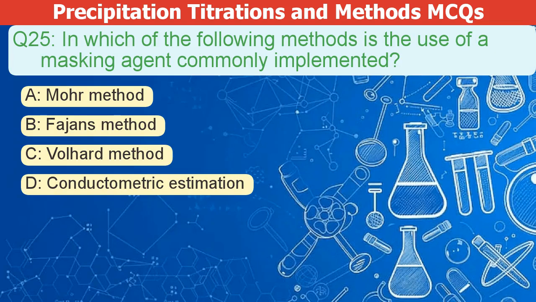In which of the following methods is the use of a masking agent commonly implemented? A. Mohr method. B. Fajans method. C. Volhard method. D. Conductometric estimation.